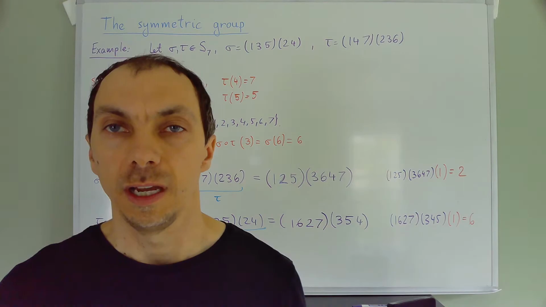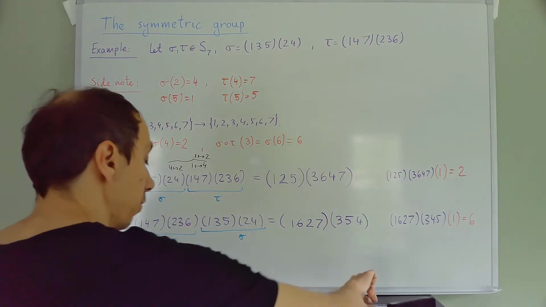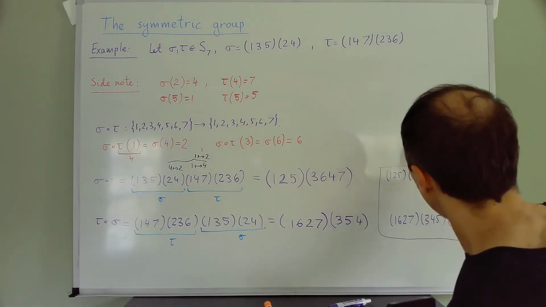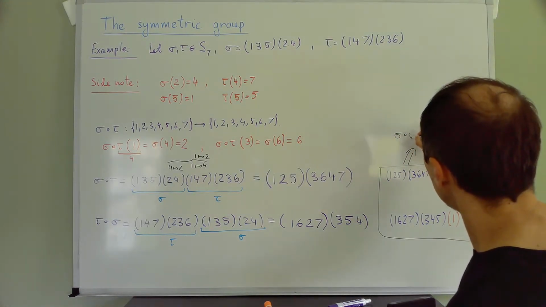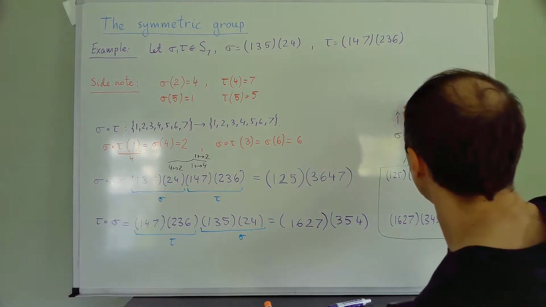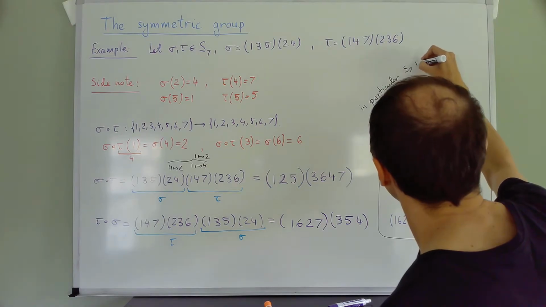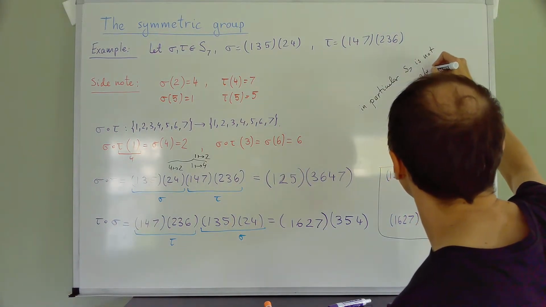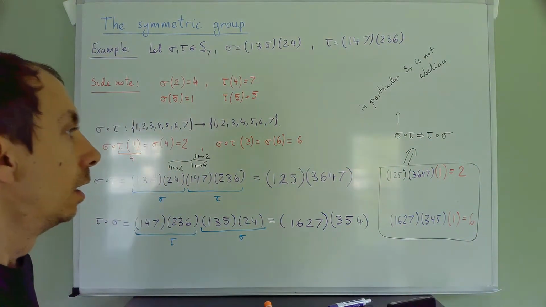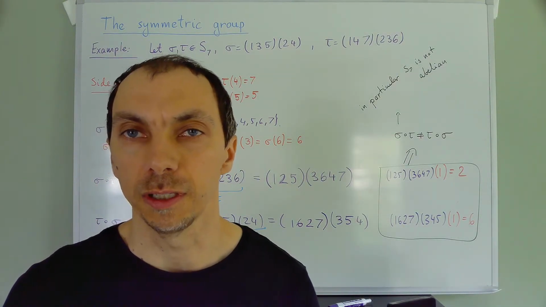I have 2 functions, and they give me 2 different values on a given number, so that means they're not the same function. So from this I see that sigma composed with tau is not equal to tau composed with sigma. In particular, S7 is not abelian. So here's another example of a non-abelian group for you. In fact, except for S1, which is trivial, and S2, all the other symmetric groups are non-abelian.